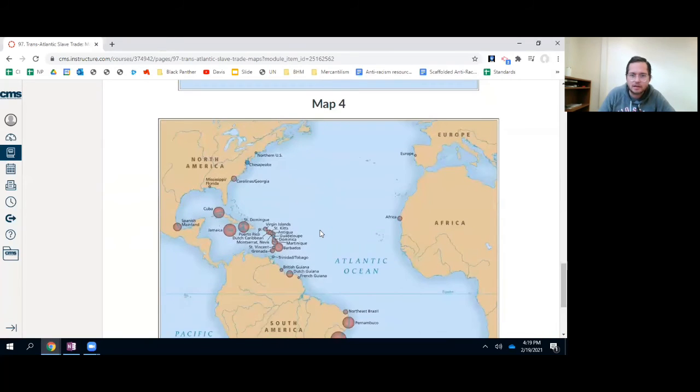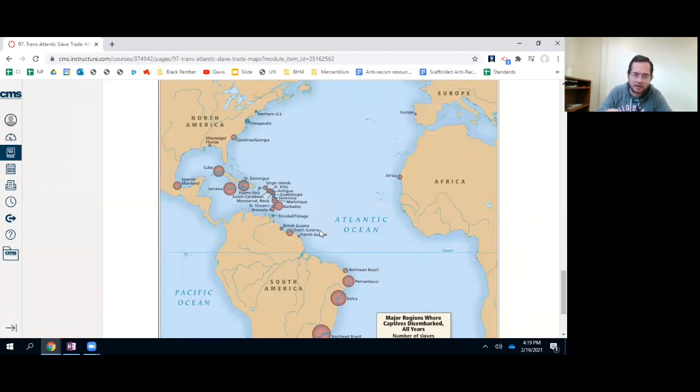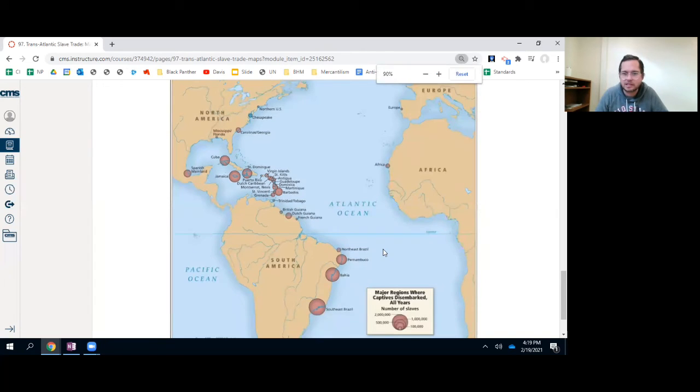All right. So this is now the map that's going to show us where the enslaved Africans disembarked throughout the transatlantic slave trade. Make it a little bit smaller so we can see a little bit more of the map. So we're going to see again the title of the map, major regions where captives disembarked all throughout this time. And then we have 2 million, the larger circle, 1 million, slightly smaller, down to 500,000 is the second smallest, and then looks like 100,000 is the tiny circle. So use that knowledge to help you answer the questions from the document.